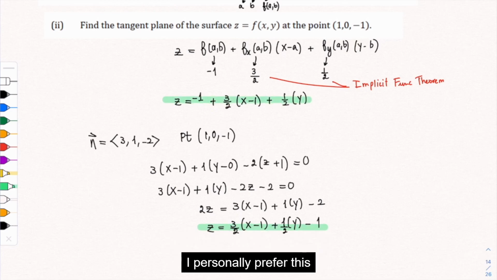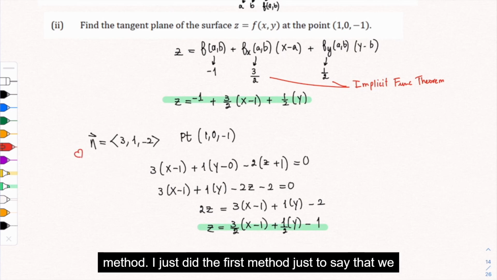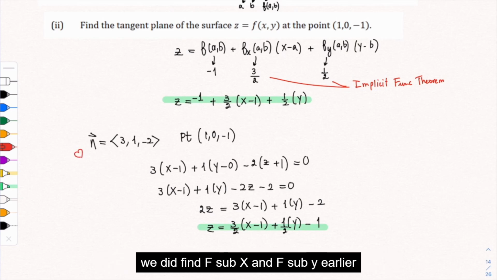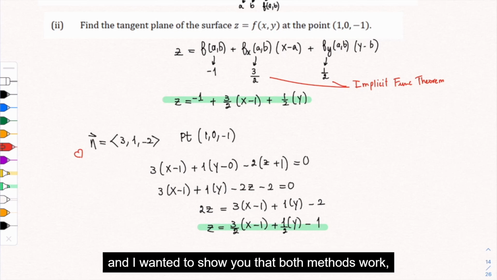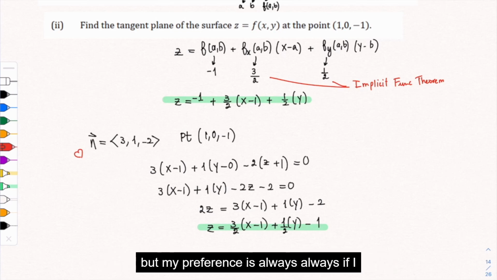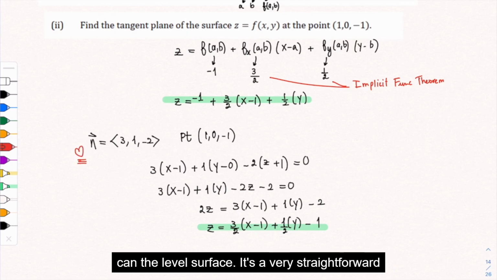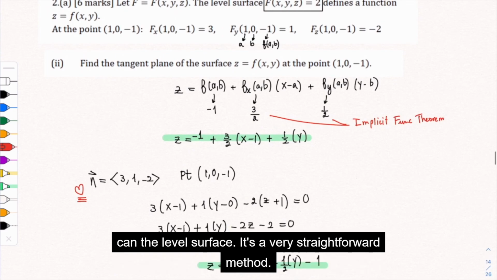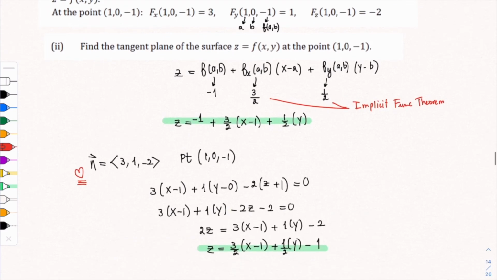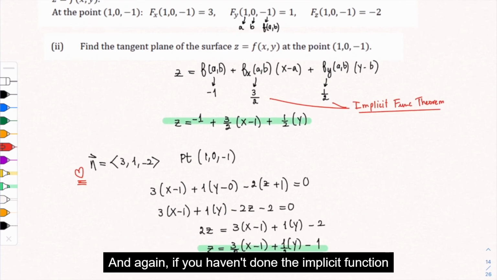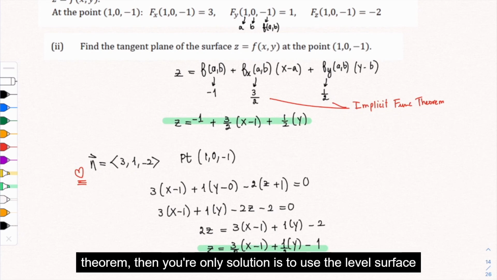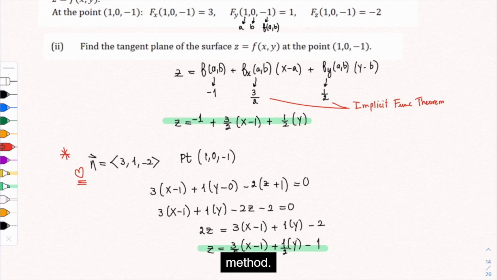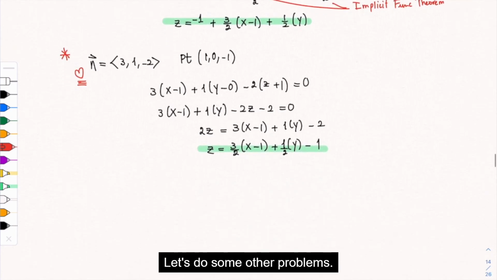So I personally prefer this method. I just did the first method just to say that we did find f sub x and f sub y earlier, and I wanted to show you that both methods work. But my preference is always, if I can, the level surface. It's a very straightforward method. And again, if you haven't done the implicit function theorem, then your only solution is to use the level surface method. Let's do some other problems.